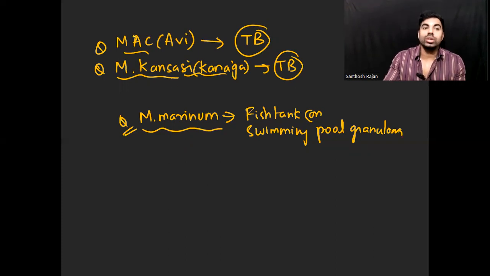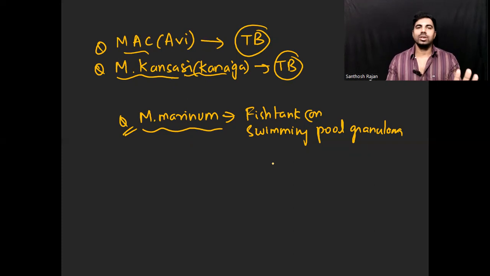No, that means M. avium comes under non-photochromogens also. Okay, that is a bit extra. But now you remember there are two, avium and kansasii, that cause TB-like disease because they look like TB. This is important. And marinum causes fish tank granuloma, swimming pool granuloma. That's it.